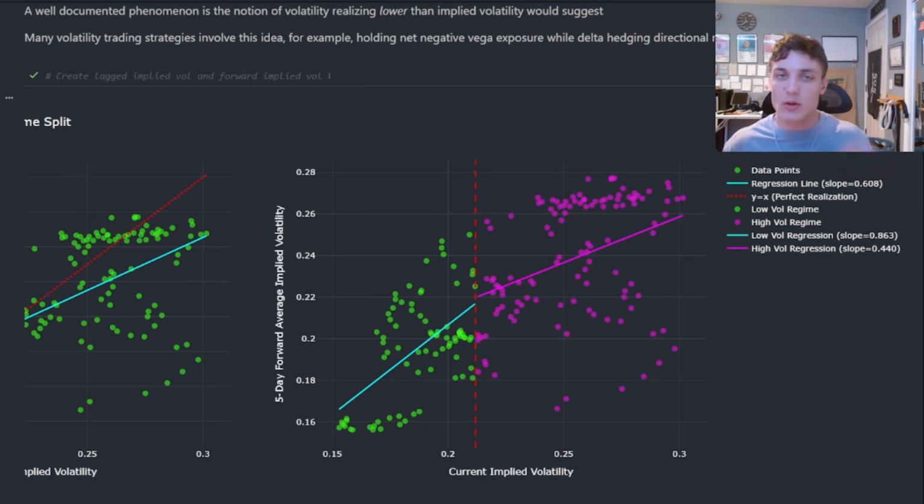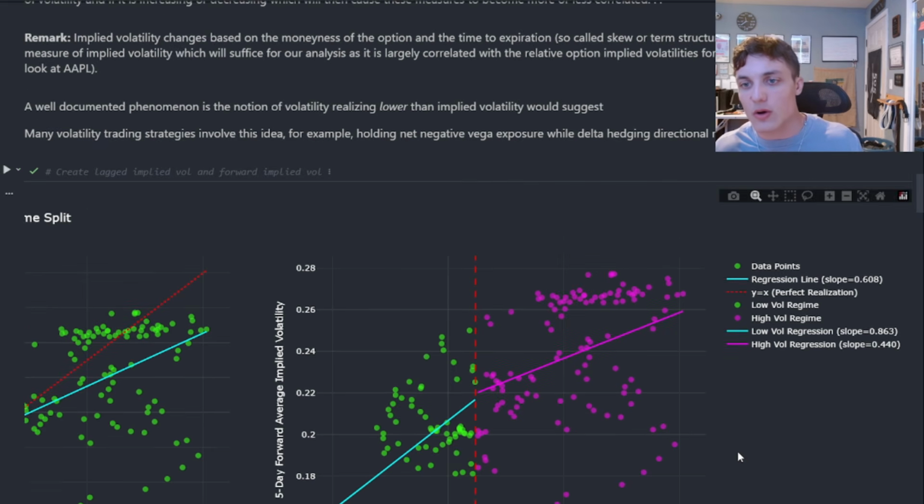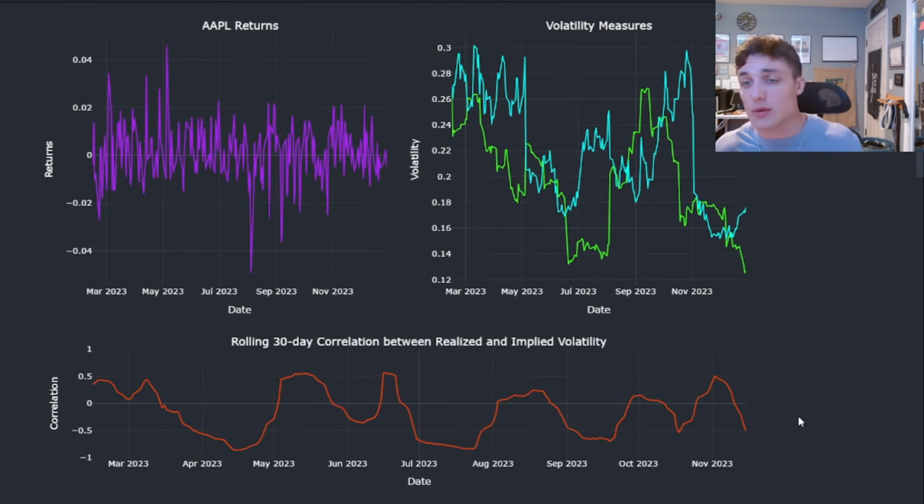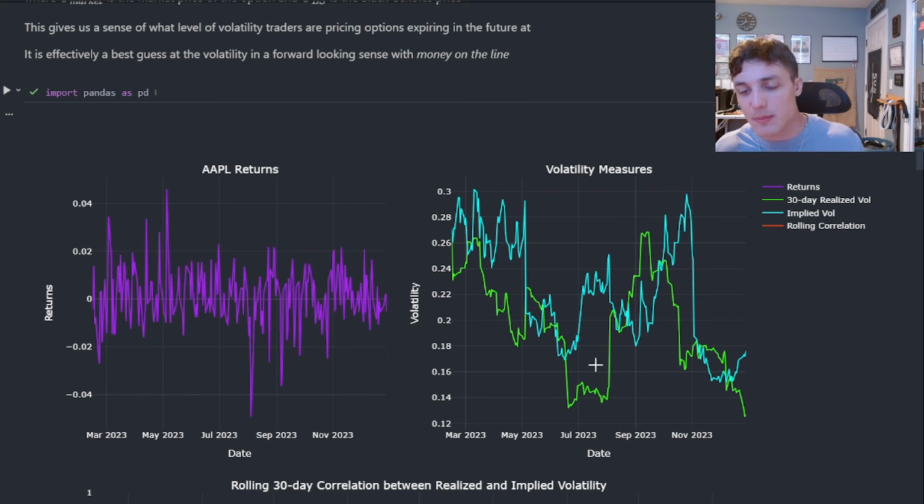So when we go about applying an ARCH or a GARCH model, really what we're doing is trying to measure some sort of realized volatility in a forward-looking sense. We're trying to model it as some sort of expectation, and that's what we're going to be doing. We're going to be fitting our ARCH or GARCH model to not the implied volatility, but rather the realized volatility.